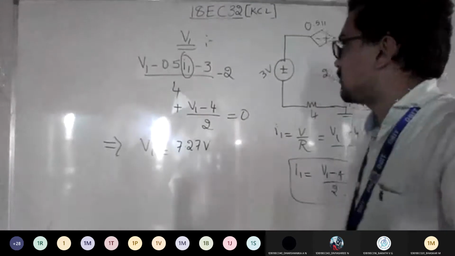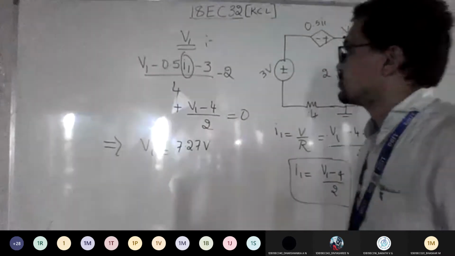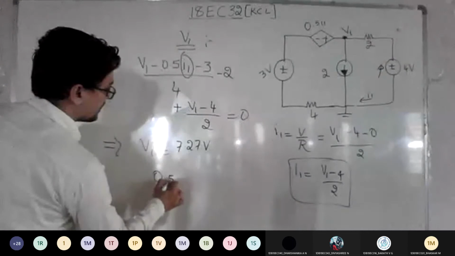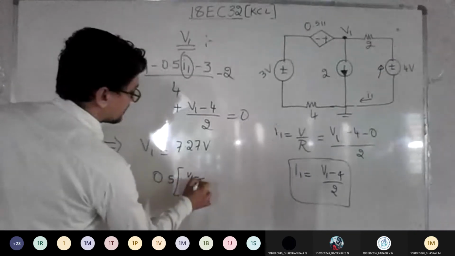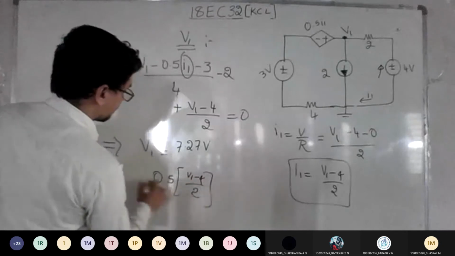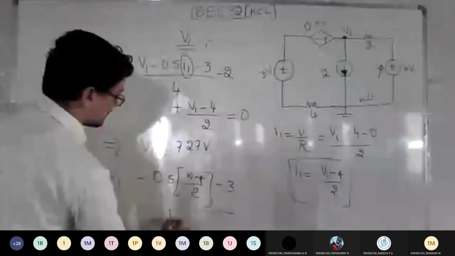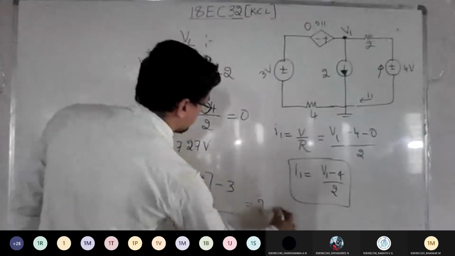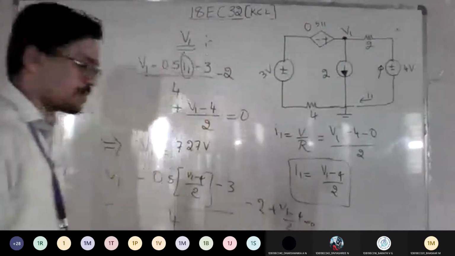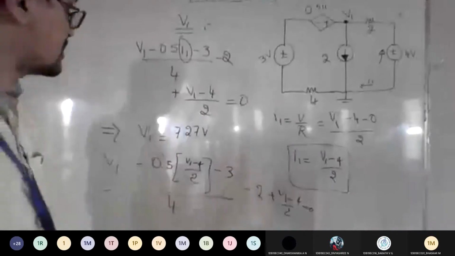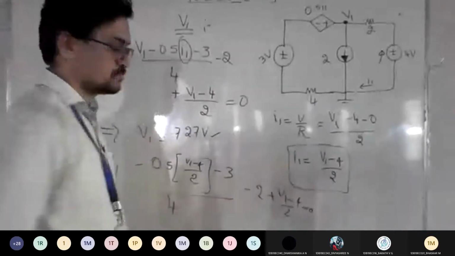So substitute the value of I1 properly. So it will look like this: 0.5 into (V1 minus 4) by 2. So again V1 is there, minus 3, whole divided by 4 is there. Then minus 2 is there, plus (V1 minus 4) by 2 is there. So do the simplification properly here. So is it correct what your friend told? Is it 7.27?